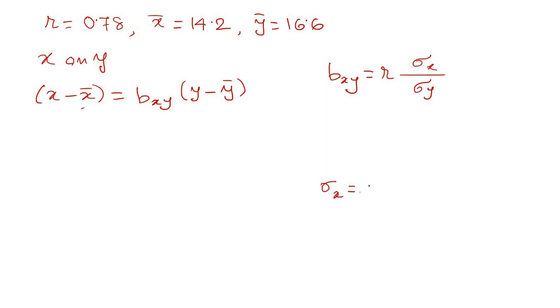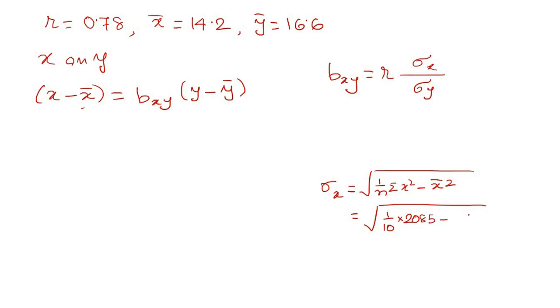So sigma x, this formula is under root 1 by n summation x square minus x bar square. So this is equal to 1 by 10 summation x square was 2085 minus x bar is 14.2, so 14.2 square. So this gives me 208.5 minus 201.64, and so this gives me 2.92.